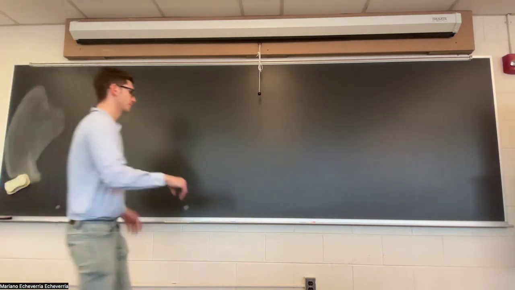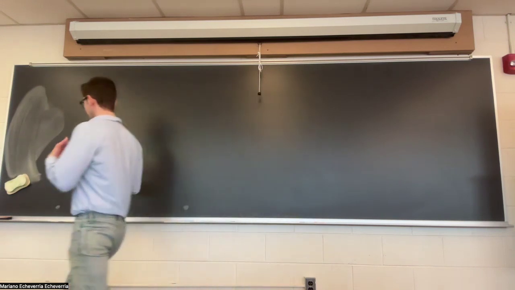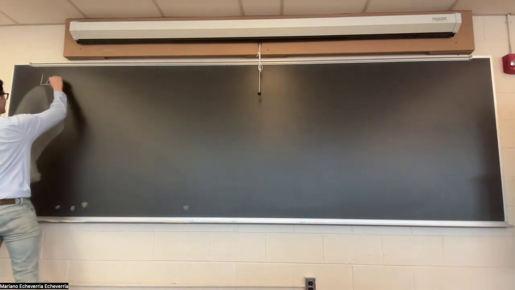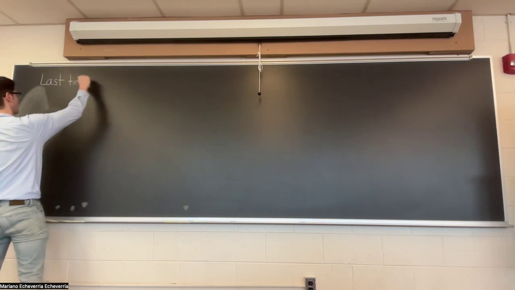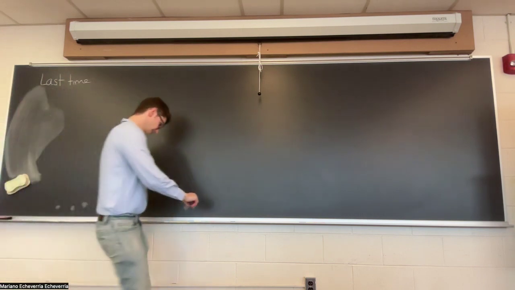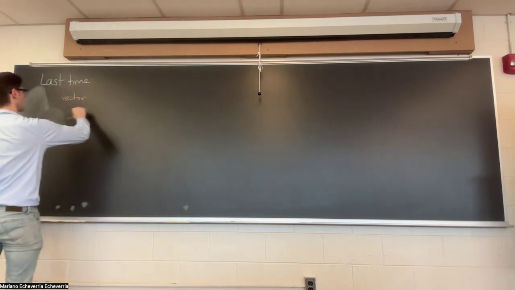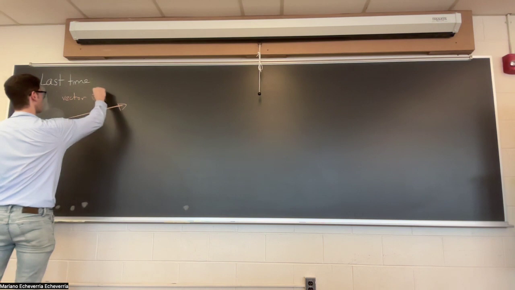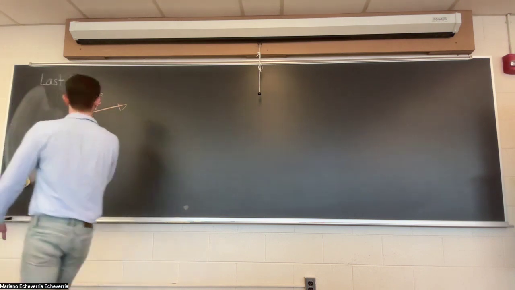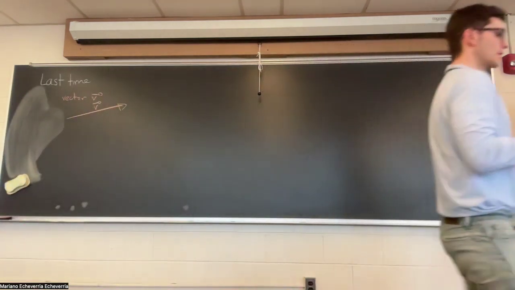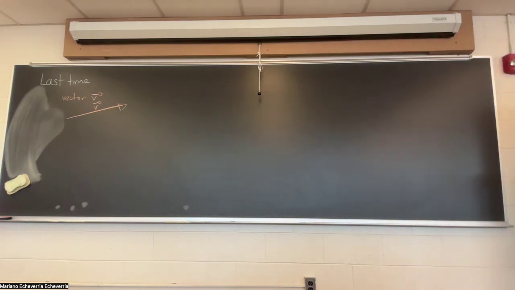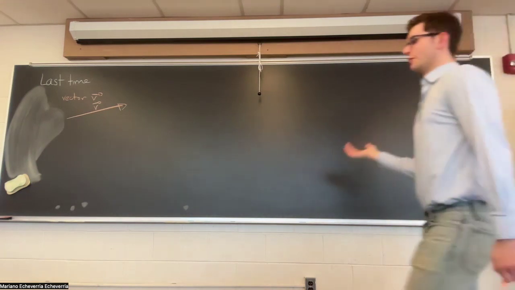Just to remind you what I was telling you last time. If you think of a vector, you can think of a vector as some sort of arrow in space. That means that it has a direction and a size. So vectors have directions and size. The size is also called the norm or the magnitude.